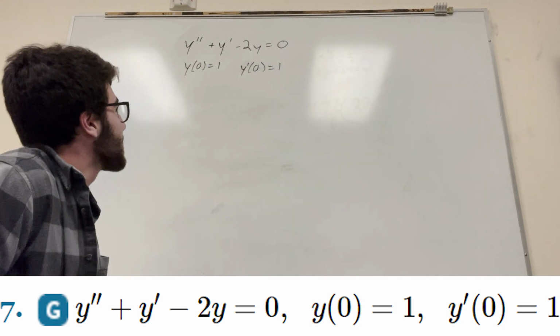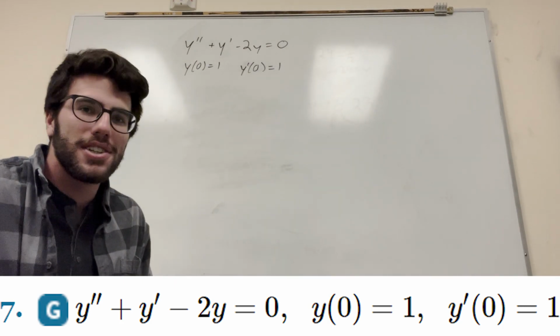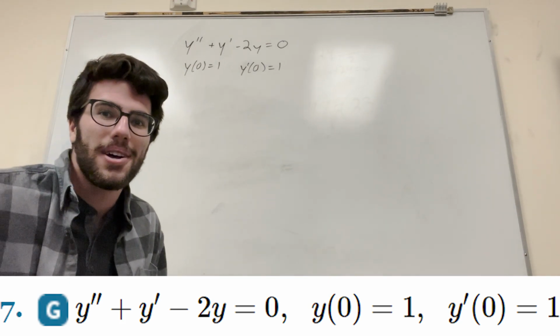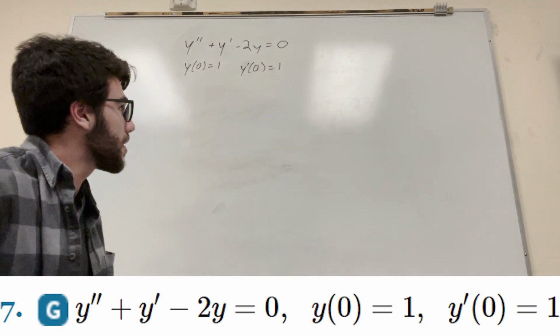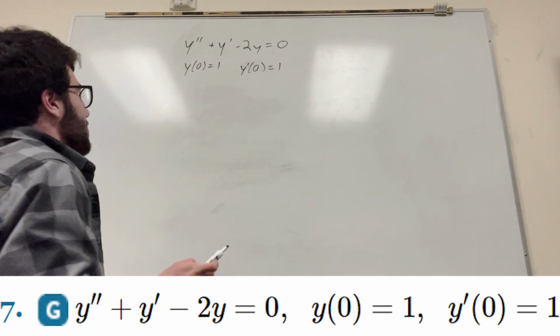Okay, so we got the y double prime, the y prime, the negative 2y. So how are we gonna integrate this? Well, we're gonna use a cool technique, and I'm gonna try to run you through it today, while also not making myself look too stupid.